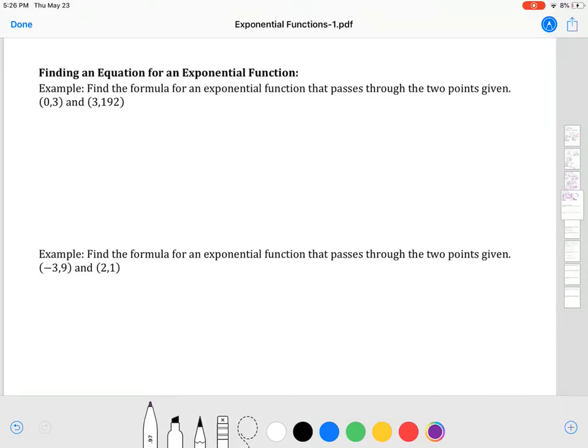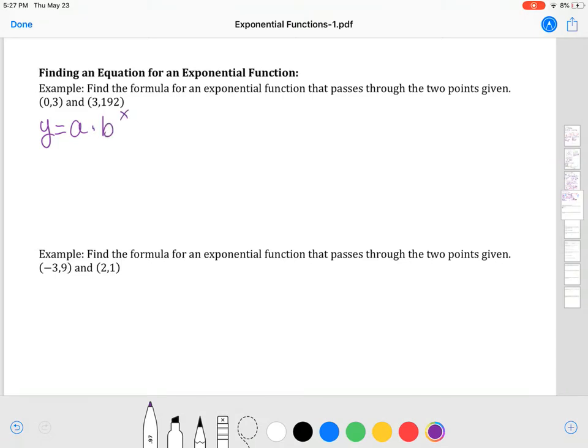In this video, we're going to go through a couple of examples of how we're going to use information about the function to form an equation for an exponential function. So in this example, the information that they're telling us is that it passes through the 2 points, (0, 3) and (3, 192). So we're going to start off, I'm going to write this in general form.